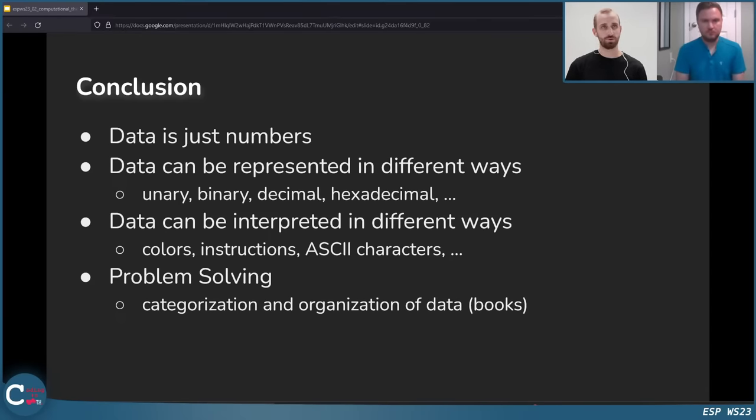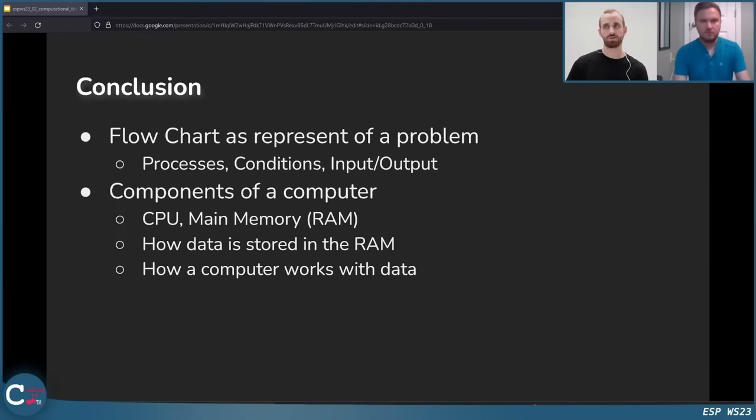Then Alex talked a little bit about problem solving and how we can categorize and organize books of data. That was also very interesting because it gave you an overview of the problems we have in computer science in a very basic example. Then we also had this flowchart representation of a problem, where we have processes and conditions, which we will have many of in the next lectures. So this will come up very frequently. Then we have input and output, to interact with a program or a computer. And then I talked about the components of a computer, the CPU, the main memory, how the data is stored in RAM, and how a computer calculates something with data.